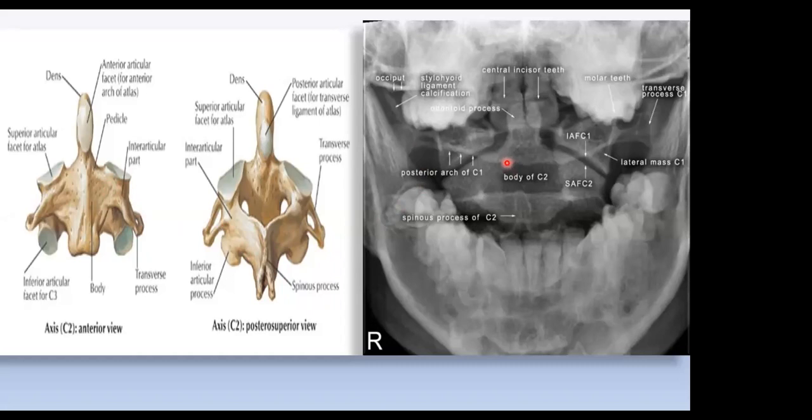Here we have open mouth view or odontoid view of skull X-ray. We can see the odontoid process and the transverse process of C1, inferior articular facet of C1 and superior articular facet of C2, lateral mass of C1, body of C2, and transverse process of C2, and also we have a posterior arch of the C1.